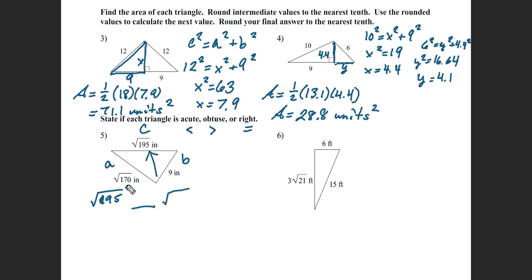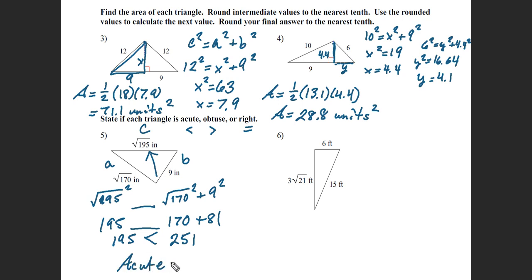So 195 squared on one side and the square root of 170 squared plus 9 squared. All right, let's square both of these. If we square this, we get 195. That's 170 plus 81, which is 251. So 195 is less than 251, and this is talking about c squared here. So c squared is less than a squared plus b squared, so this is an acute triangle.